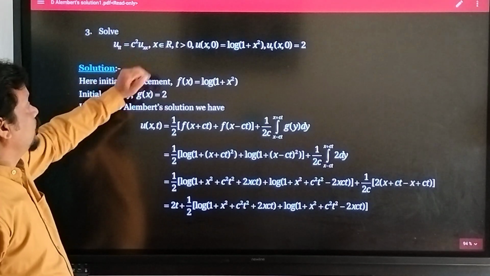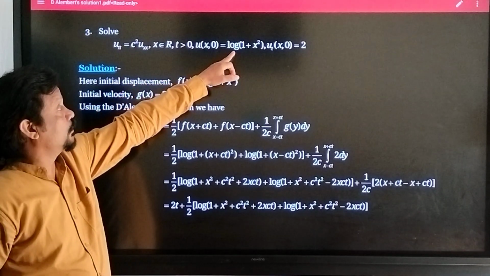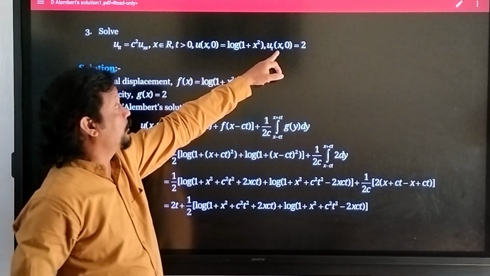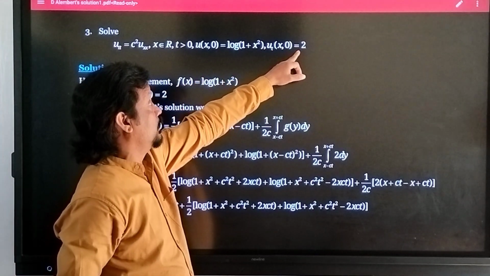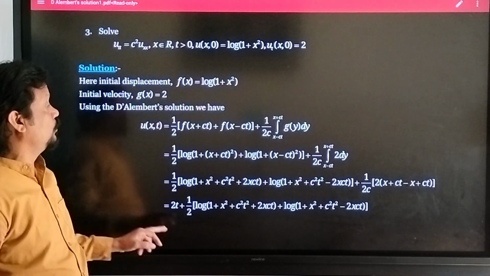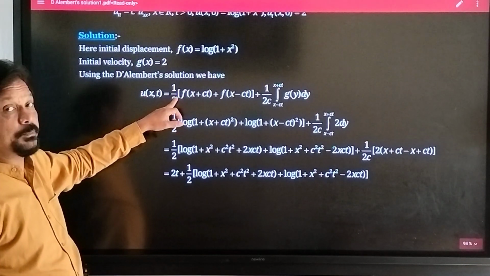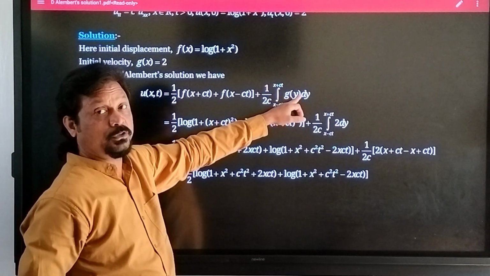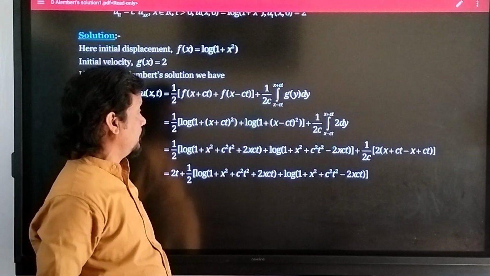utt is equal to c square into uxx. Here u of x,0 is equal to log of 1 plus x square, that means f of x, which is the initial displacement, and ut of x,0, that means initial velocity, is 2. This is g of x. Here f of x is log of 1 plus x square, and g of x is equal to 2. And the D'Alembert solution is half of f of x plus ct plus f of x minus ct, plus 1 by 2c integration g of y dy from x minus ct to x plus ct.